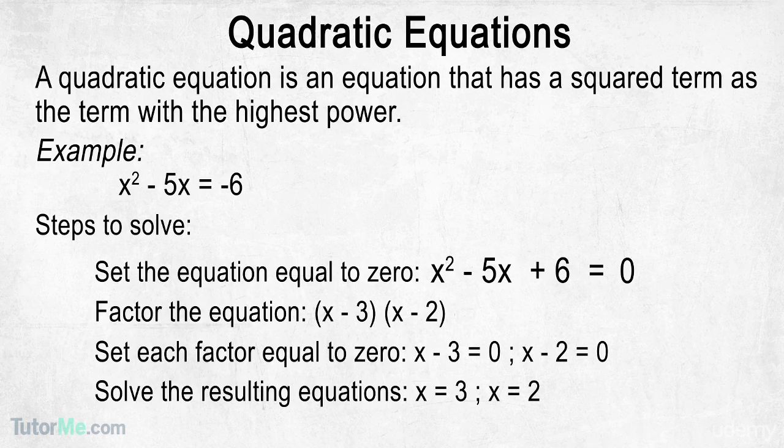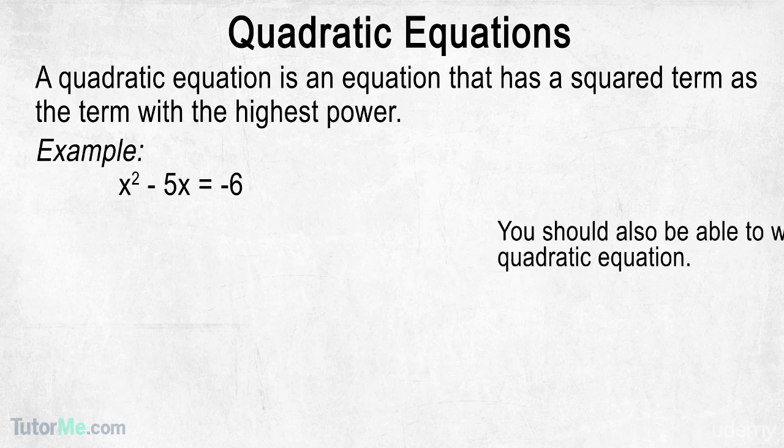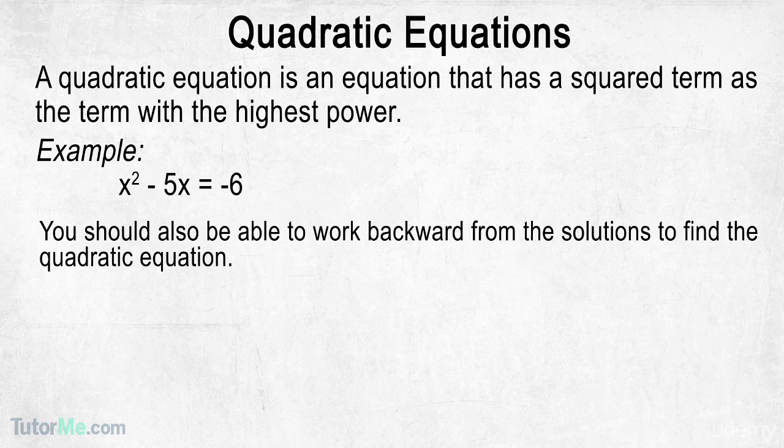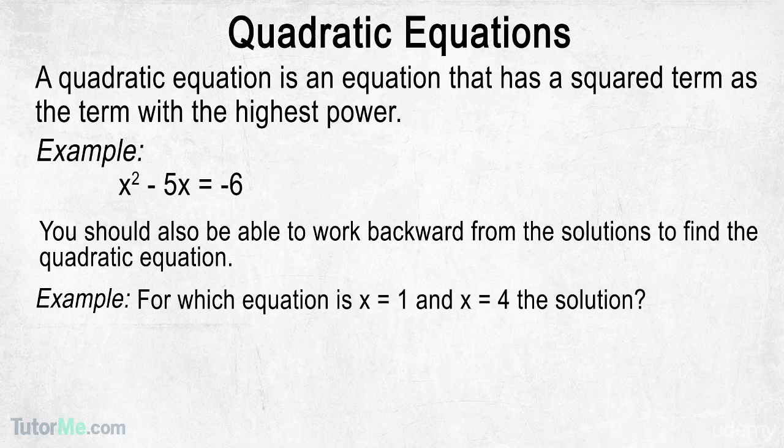You may see quadratic equation questions written in a different way, mainly in reverse. You should be able to work backwards from the solution to find the original quadratic equation. Let's take a look at an example. For which equation is x equals 1 and x equals 4 the solution? So let's work with this one in reverse. We'll move 1 and 4 back to the left side of the equal sign and get x minus 1 times x minus 4 equals 0.